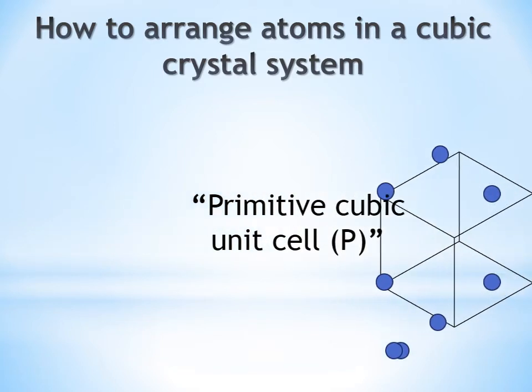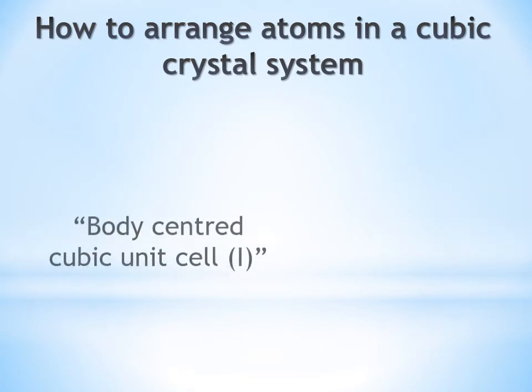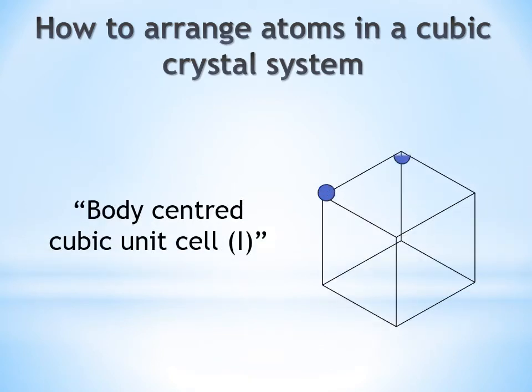We shall now look at a body-centered cubic unit cell. This is where all of the atoms are placed on the corners of the cube, as in a primitive cubic unit cell. However, there is now one atom placed in the centre of the cell. This is called a body-centered cubic unit cell.